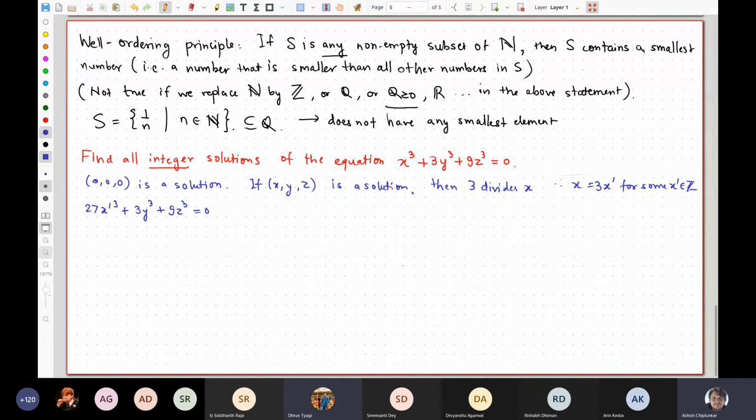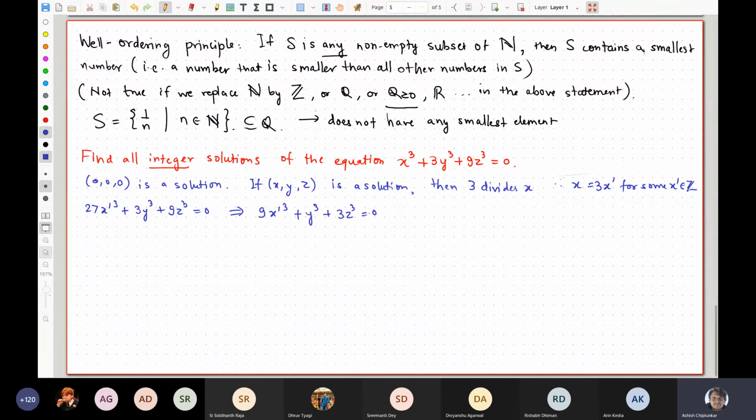So now we can divide it by 3. Cancel out a 3. Very good. Okay, divide by 3. So therefore, this implies 9x prime cubed plus y cubed plus 3z cubed is equal to 0.